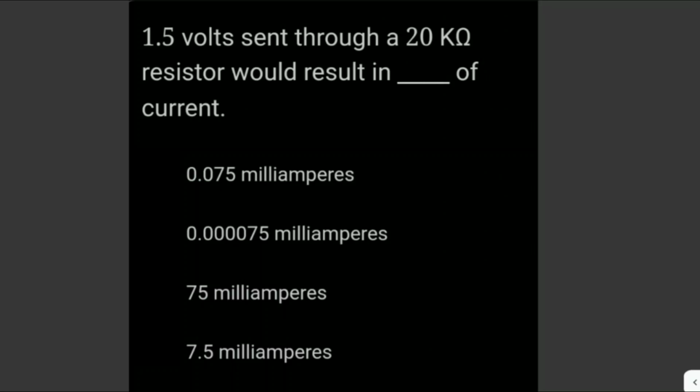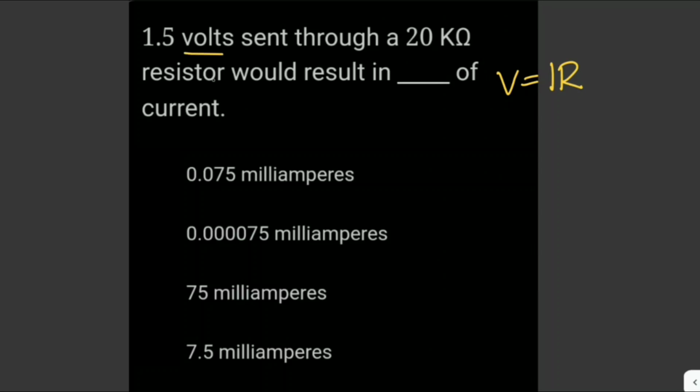1.5 volts sent through a 20 kilo ohms resistor would result in blank of current. So how are we going to solve this? We can use Ohm's law. So Ohm's law states that voltage is equal to current times the resistance.